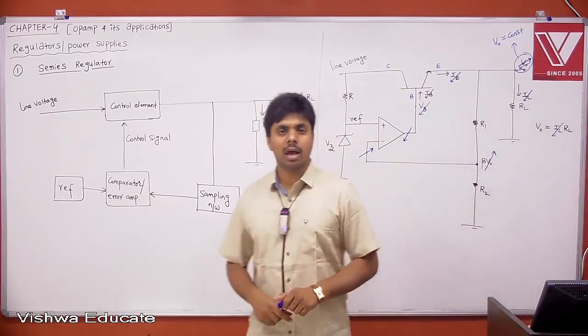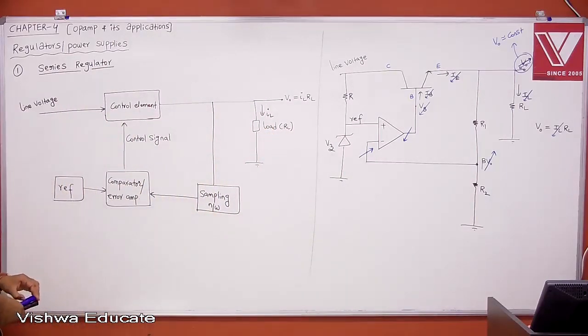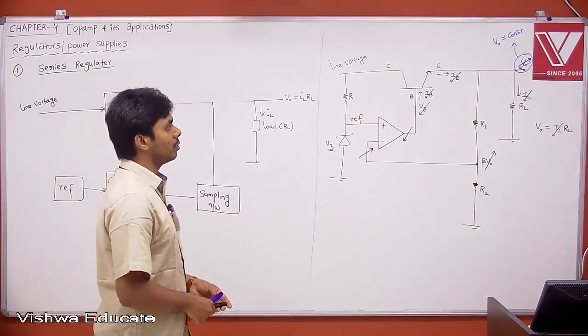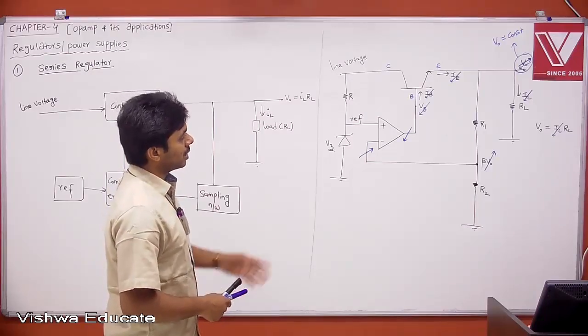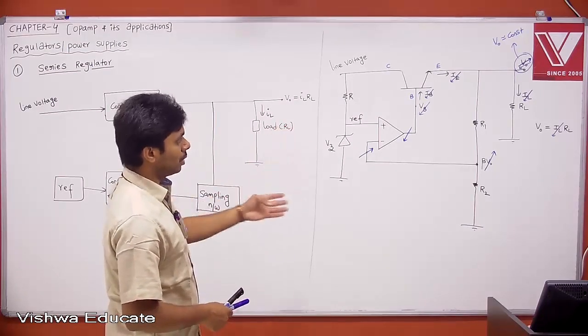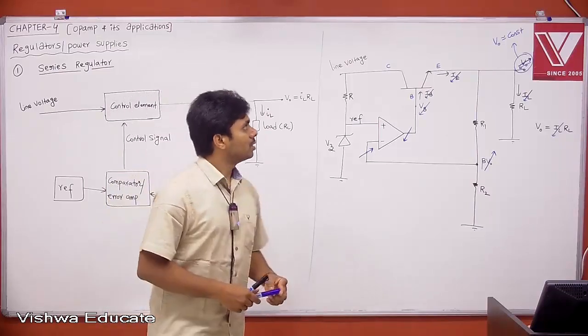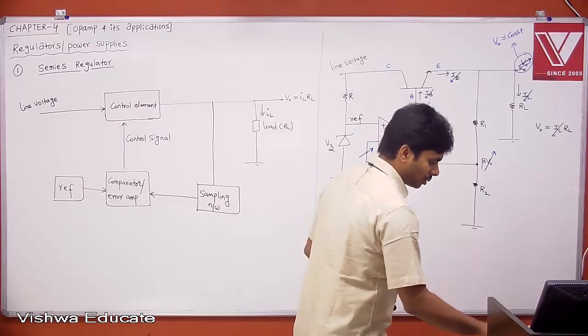Welcome back. In the last class, we went through the series regulator block diagram and the corresponding circuit diagram, and I need to explain the flow chart, how it is controlling your output voltage. I just explained that if V0 is changing, the loop comes into the picture, but the op-amp should be configured in negative feedback, and you will get V0 constant. Let me explain the same thing using a flow chart.